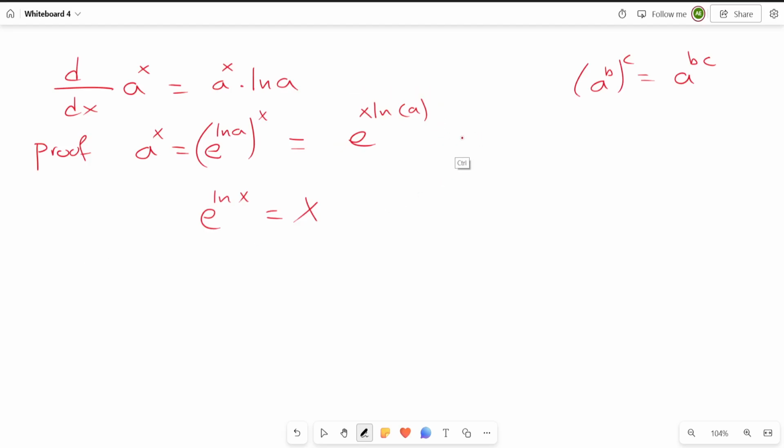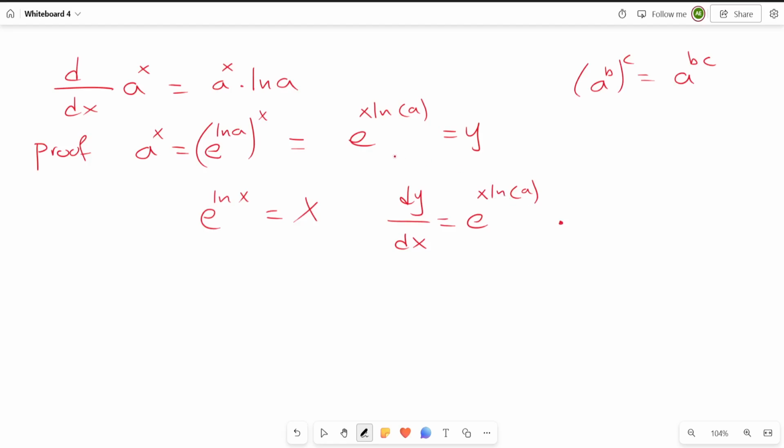So let's now try to find the differentiation of this. If this is y, then dy by dx, or the differentiation, is going to be the same. We know that the differentiation of e power anything is basically e to the power of that same thing, and then we multiply by the derivative of the small function.